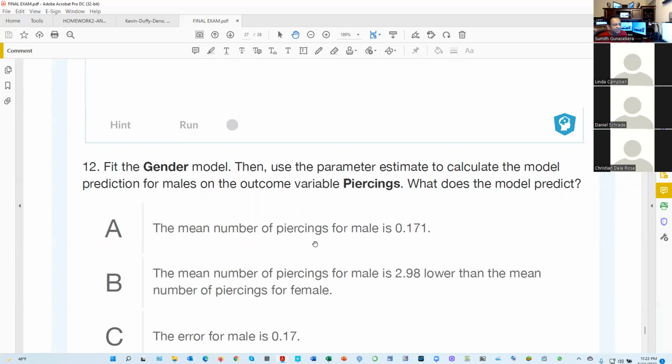The mean number of piercings for male. Fit the gender model. Then use the parameter estimate to calculate the model prediction from there. What does the model predict? The model predicts the mean number of piercings for male is what? Mean number of piercings. See?